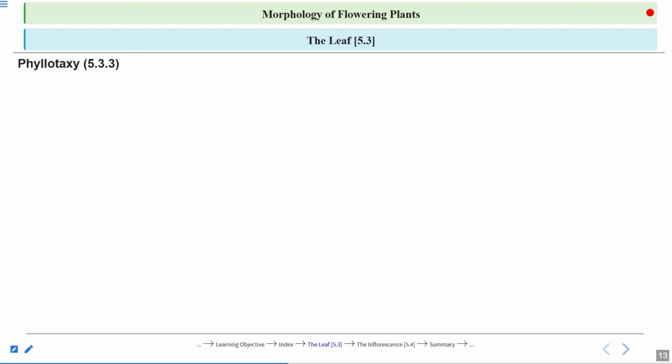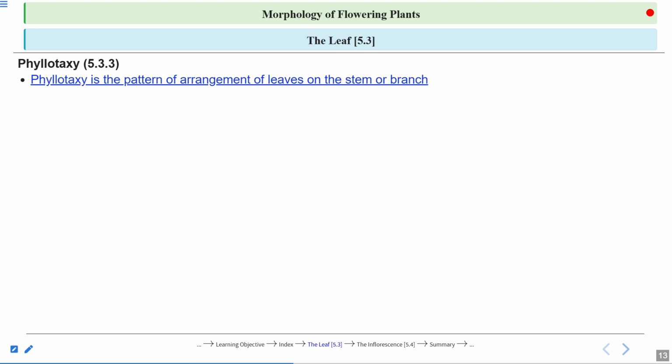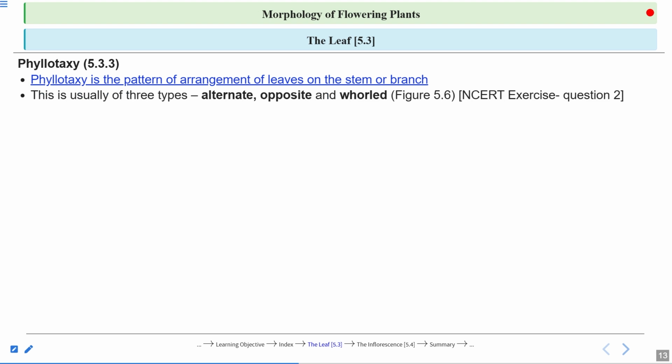Now let's understand what is phyllotaxy. Phyllotaxy is the pattern of arrangement of leaves on the stem or the branch. How the leaves are arranged on the stem or the branch, this is known as phyllotaxy. This is usually of three types: alternate, opposite, and whorled. Again, there is a question from this topic, question number 2 from the NCERT exercise of this chapter.